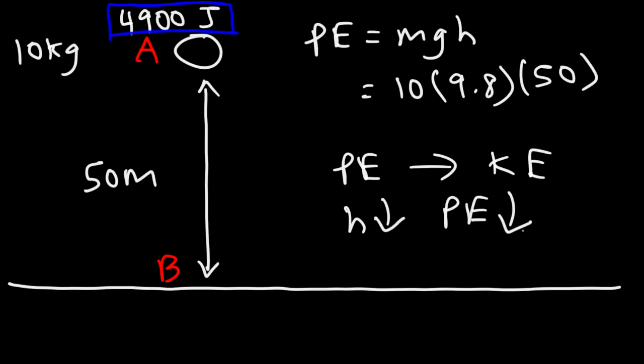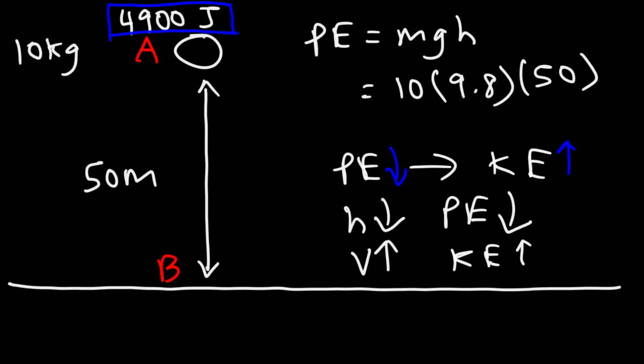However, as it falls, it's accelerating towards the ground. And so it's speeding up, it's moving faster and faster. So as the speed increases, the kinetic energy is increasing. So the net result is that as the ball falls from position A to B, the gravitational potential energy is decreasing, but the kinetic energy is increasing.